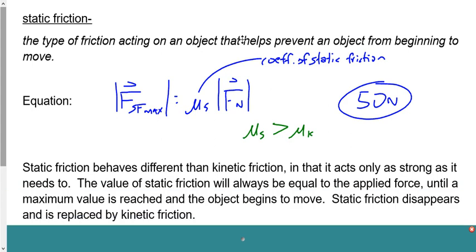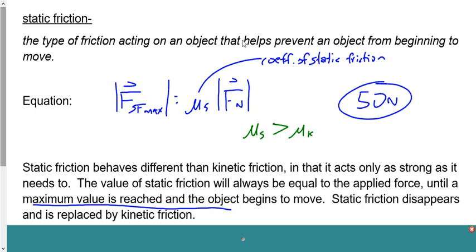So, you see there in the paragraph below it says, static friction behaves differently than kinetic friction in that it acts only as strong as it needs to act. That's what I was just talking about, right? I push with 30, it pushes with 30. I push with 40, it doesn't push with 41, it pushes with 40. I push with 49, it pushes with 49. It pushes only as strong as it needs to. It's always going to be equal to however hard I push, whatever the applied force is, until I reach a maximum value. Once I exceed the maximum value, then it's going to move.